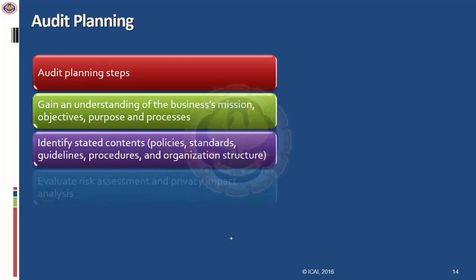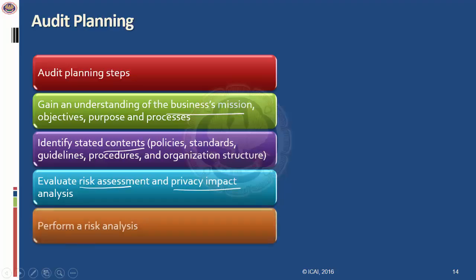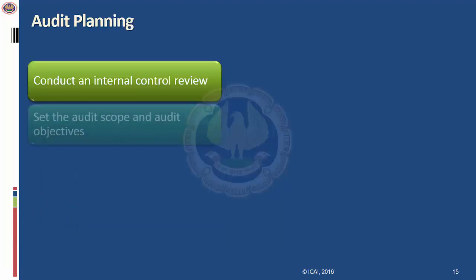Now, let's look at audit planning. This gives you a general understanding. You find most of these are similar to what you do in a general audit. You need to understand the business objective, business purpose, designs, etc. You identify the stated content, what are the policies, standards, guidelines which are going to be used as the benchmark for validation. You look at the risk assessment and then the impact to the privacy as applicable, and perform a risk analysis.